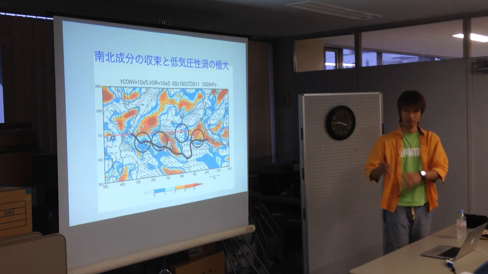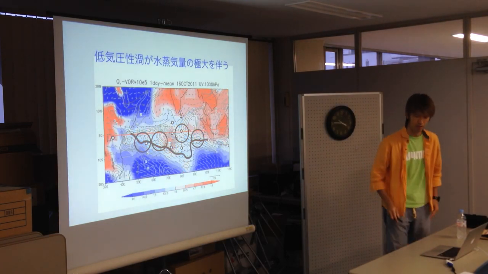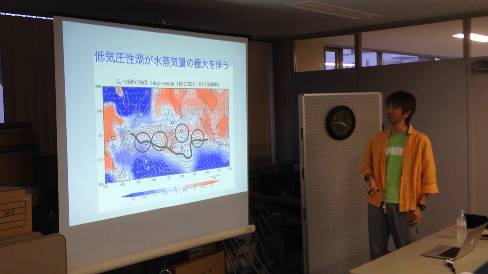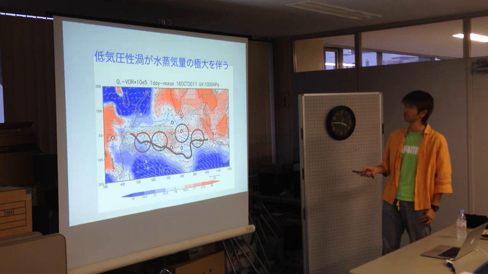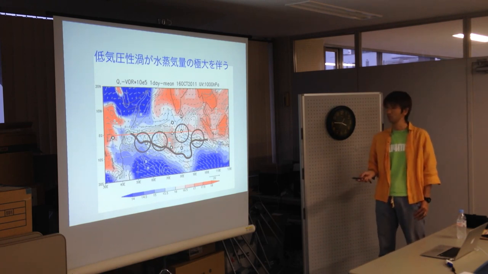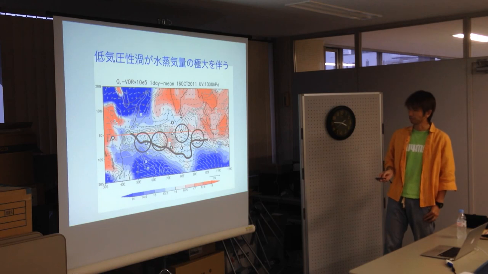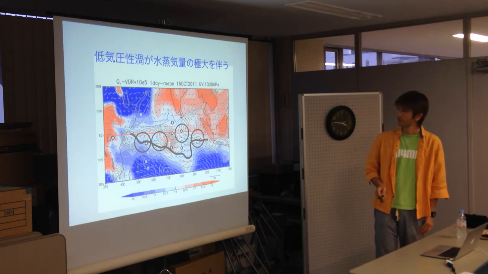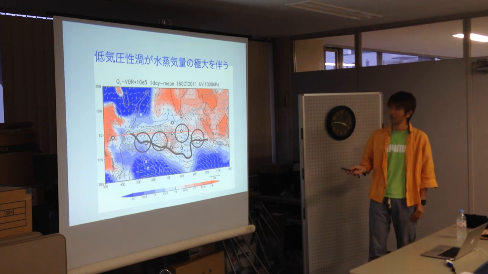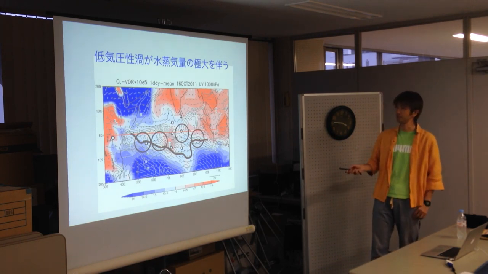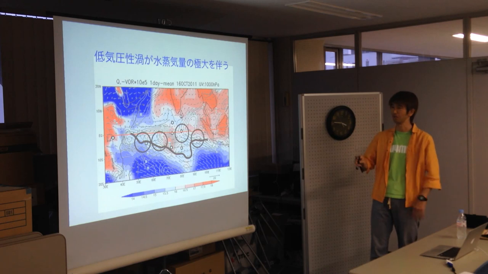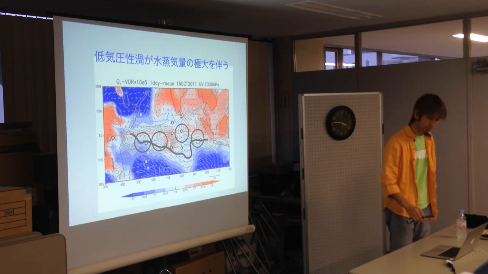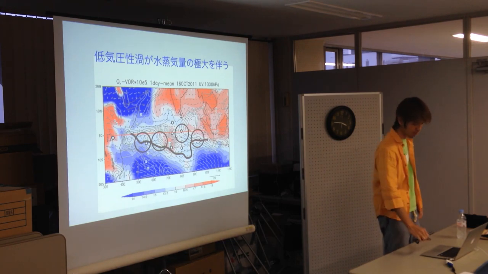So this is one example, just before the MJO onset. And cyclonic vorticity has the maximum of moisture in the low level. At this time I don't know whether it is a result or a cause of the convective initiation. So this is just our outline.